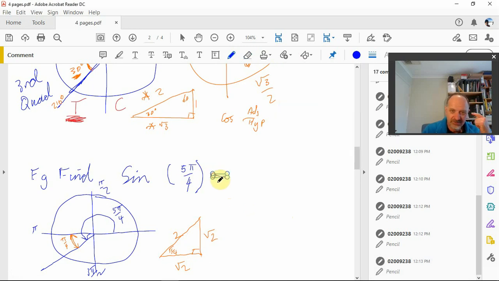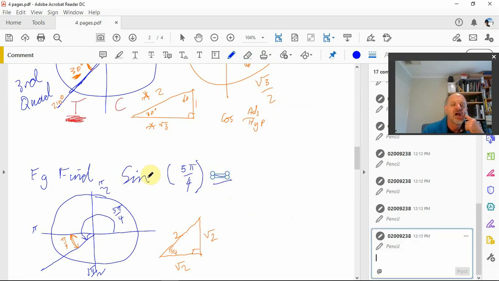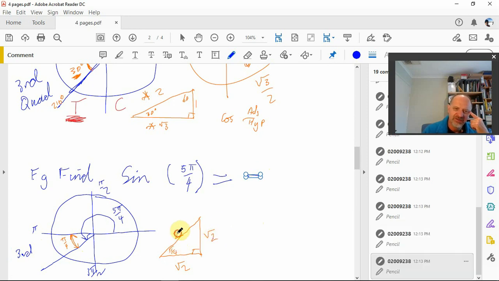And so the sine of 5 pi on 4, so we're down here in the third quadrant. So in the third quadrant, sine is negative, and it has a value of the opposite over the hypotenuse, root 2 on 2. So that's how we would do that.